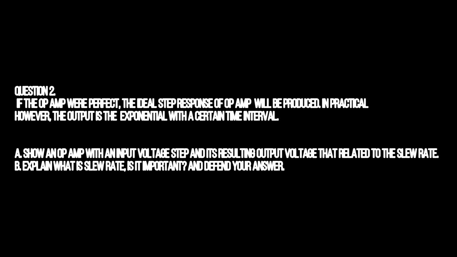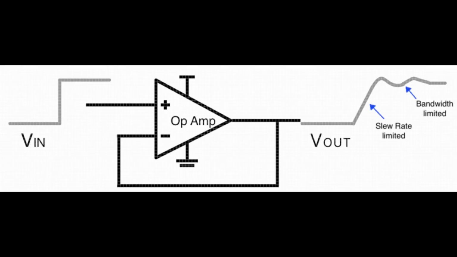Next is question 2. If the OP-AMP were perfect, the ideal step response would be produced. In practice, however, the output is exponential with a certain time interval. A. Show an OP-AMP with an input voltage step and its resulting output voltage related to the slew rate. B. Explain what the slew rate is, why it is important, and defend your answer. This figure shows an example of an operational amplifier with V in and V out. V in is 0 to 5 volts and it equals V out. It also shows the slew rate and bandwidth.